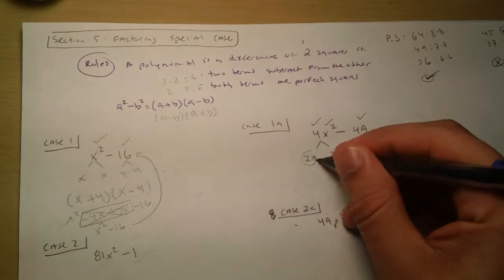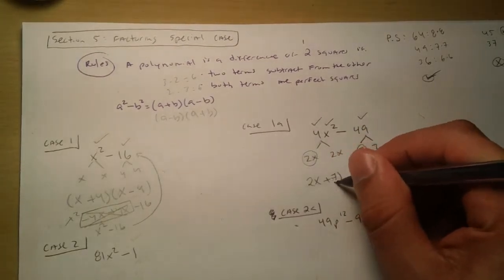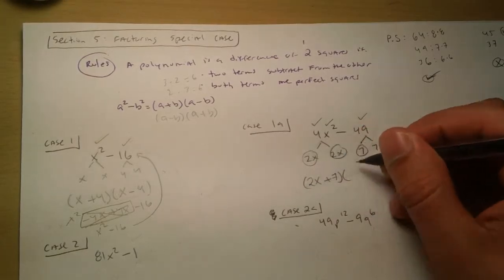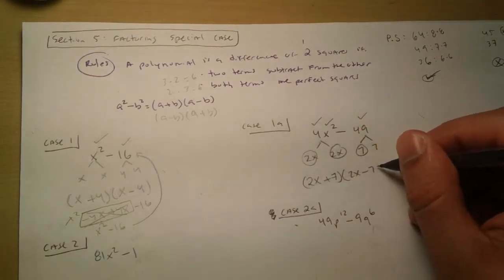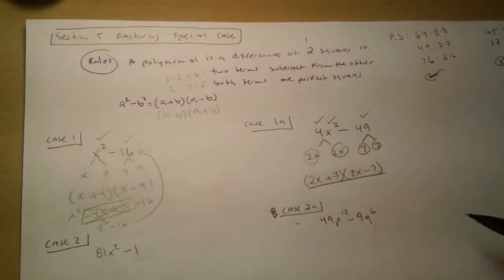To plug into our formula, start off here. We have 2x right here plus 7. Start off the next one, 2x minus 7. Okay, and that's it right there. That's how you factor a difference of two squares.